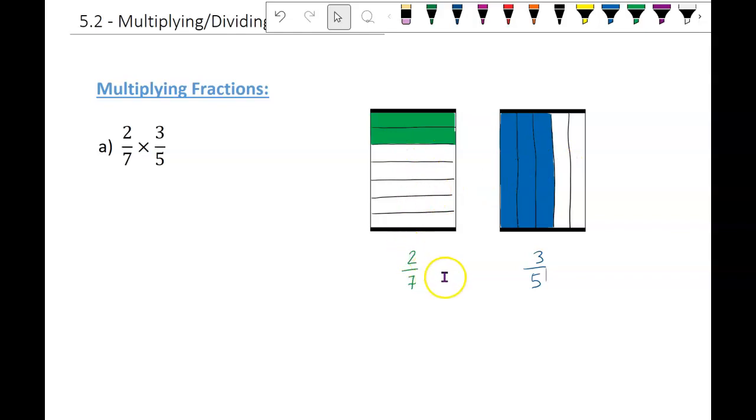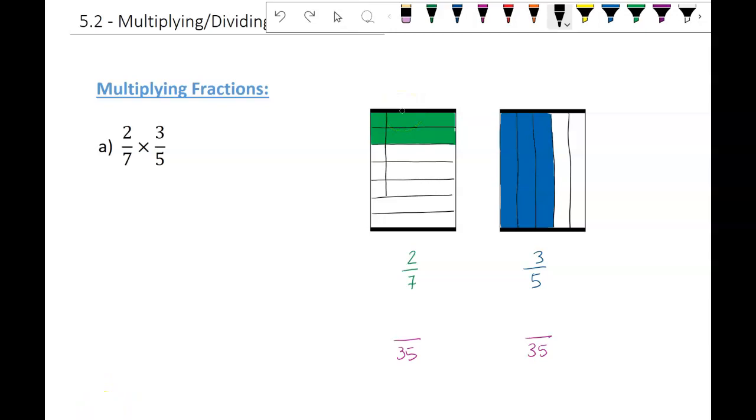rectangles, it's better if we can have the same common denominator to see how much of each is actually highlighted. So the lowest common denominator between these two would be 35. And so if I could divide both rectangles into showing 35 squares, then I can see how much of each is actually used up. And so we would have something that looks like this.